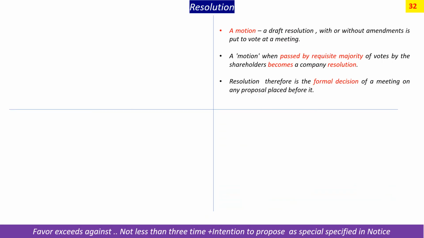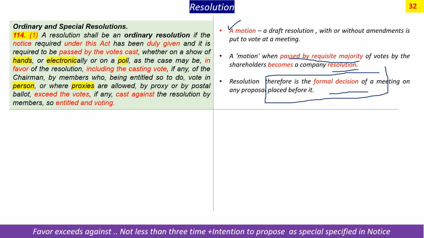We can just say, when you introduce a draft resolution, it is called a motion. When it is passed by requisite majority, it becomes a resolution. Resolution is a formal decision of a meeting on a proposal. Motion gets converted into a resolution. There are two sets of resolution: ordinary resolution and special resolution.